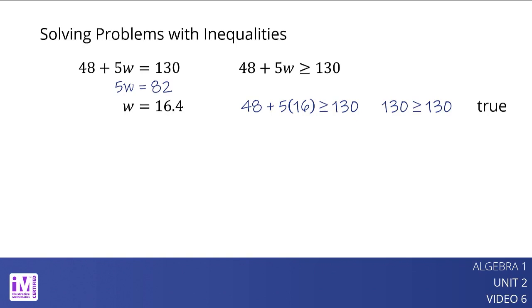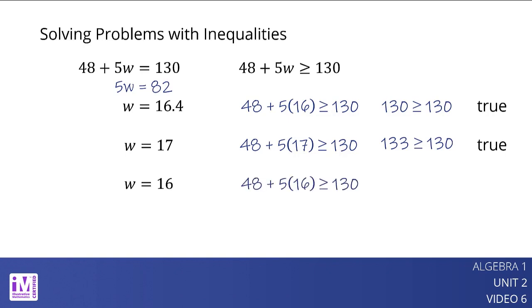Substituting a value greater than 16.4 for w also gives a true statement. Let's see what happens when w equals 17. We get 133 is greater than or equal to 130, which is true. Substituting a value less than 16.4 for w gives a false statement. Let's let w equal 16. We get 128 is greater than or equal to 130, which is false. The solution set is therefore w is greater than or equal to 16.4.